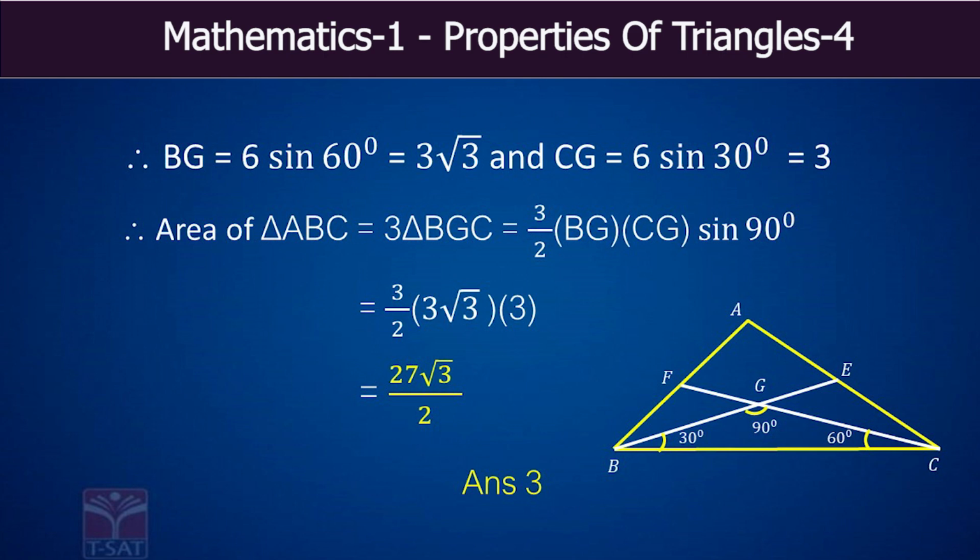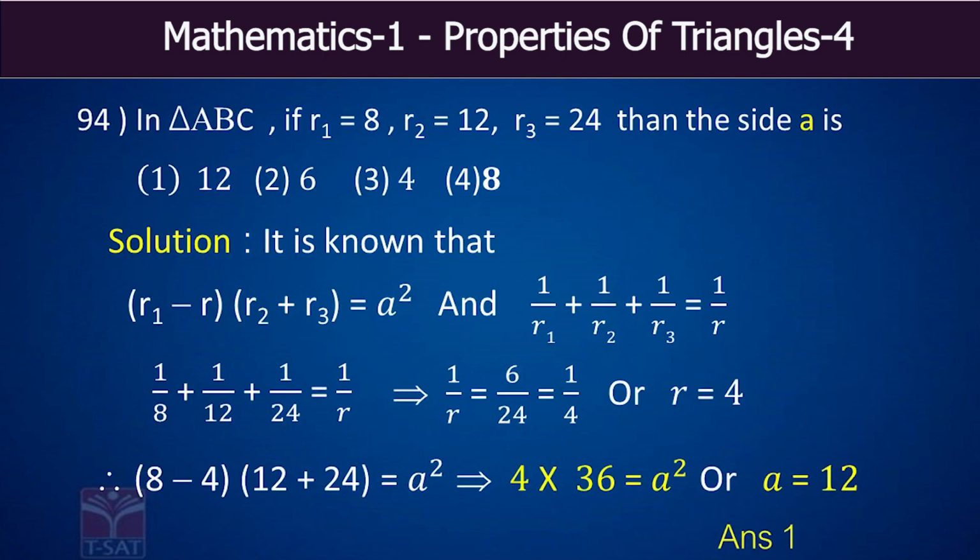So option number 3. In triangle ABC, if r1 is equal to 8, r2 is equal to 12, r3 is equal to 24, then the side a is: 1) 12, 2) 6, 3) 4, and 4) 8. So it is known that (r1 minus r)(r2 minus r)(r3 minus r) is equal to a square, which is a standard result, and 1 by r1 plus 1 by r2 plus 1 by r3 is equal to 1 by r. So what is 1 by 8 plus 1 by 12 plus 1 by 24 is equal to 1 by r, or 1 by r is equal to 6 by 24. So r is equal to 4.